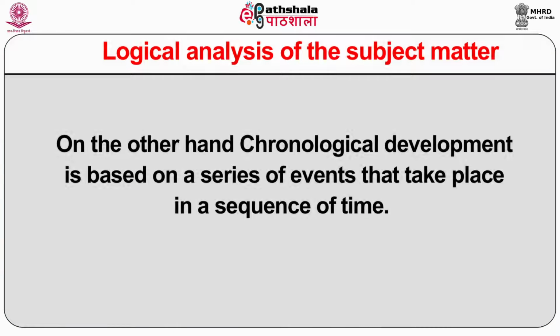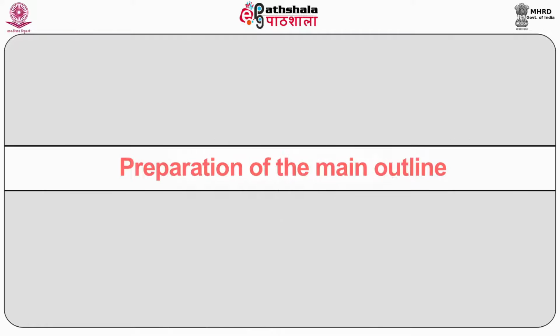The logical development is done on the basis of cognitive exercise and developing association between the variables concerned by means of analysis. On the other hand, chronological development is based on a series of events that take place in a sequence of time.